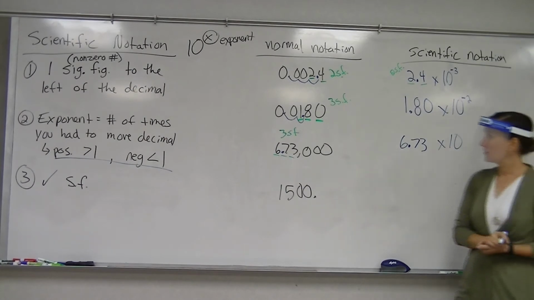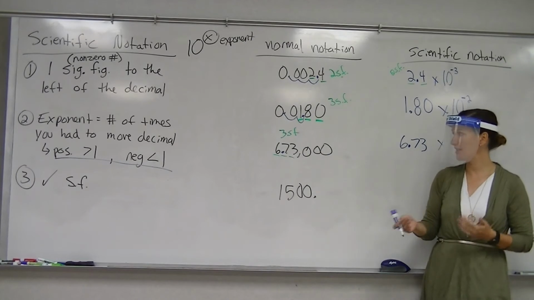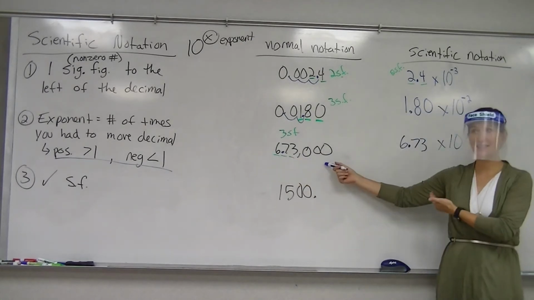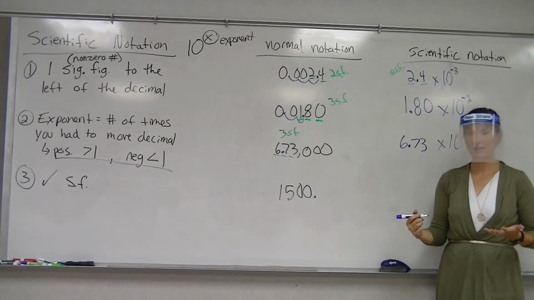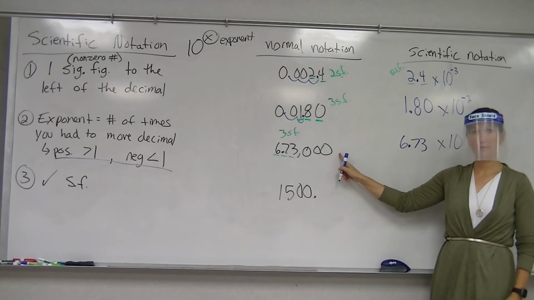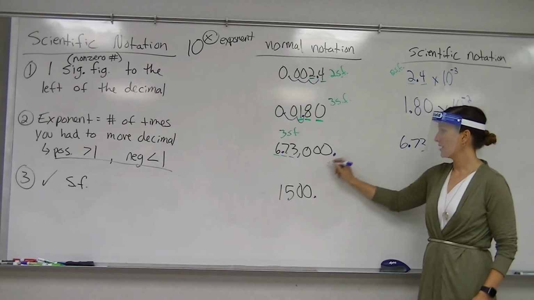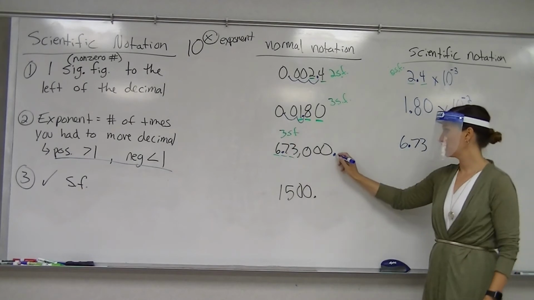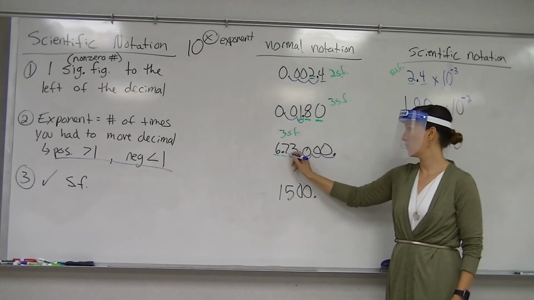So now we said that we need to figure out how many times to move the decimal to get it there. Well, we just said this number doesn't have a decimal. So if you approach a number and there is no decimal, you're just going to start at the end of the number. Okay, so you're making a decimal. So I'm going to start at the end and I'm going to count how many times I have to move it to get it between the 6 and the 7. So 1, 2, 3, 4, 5.